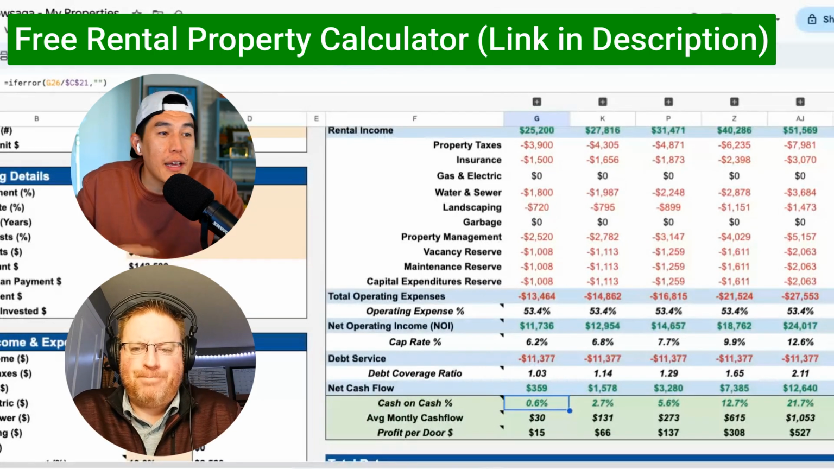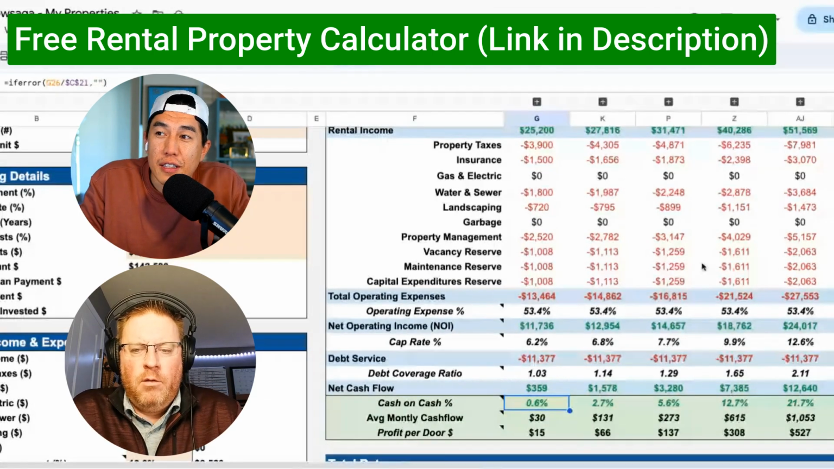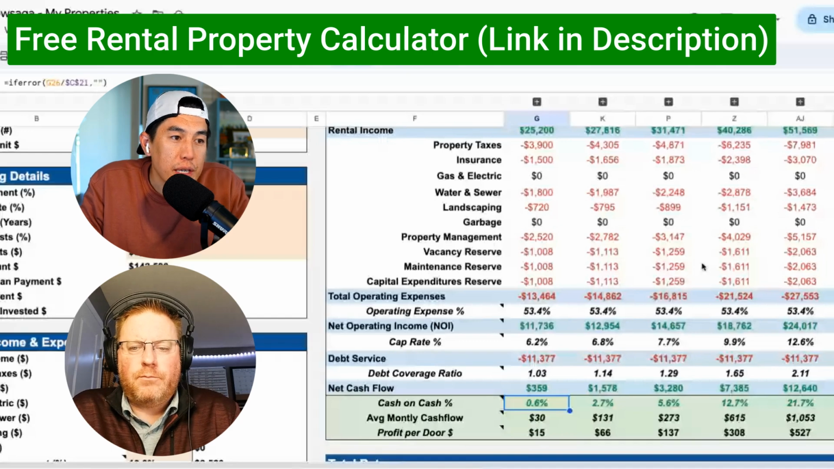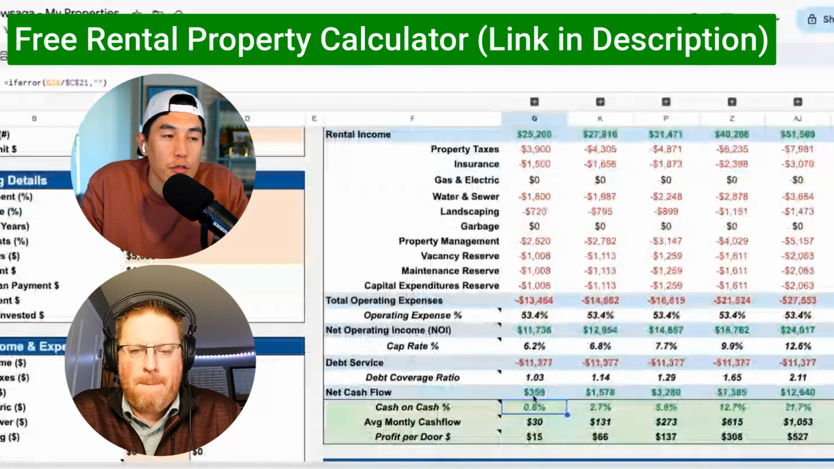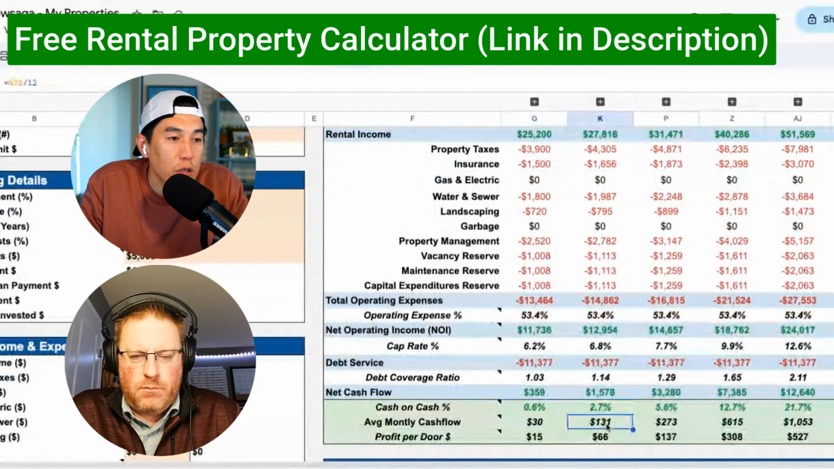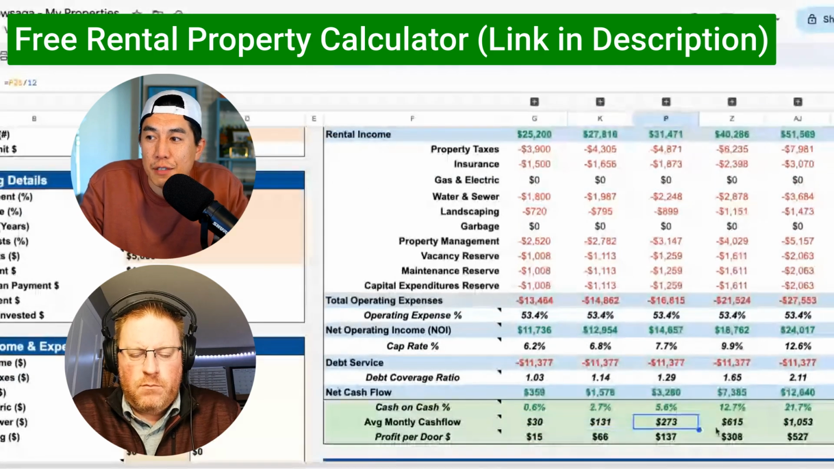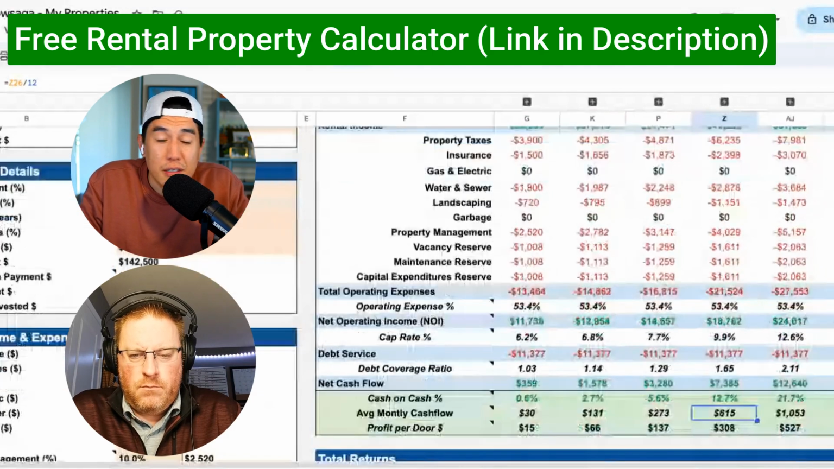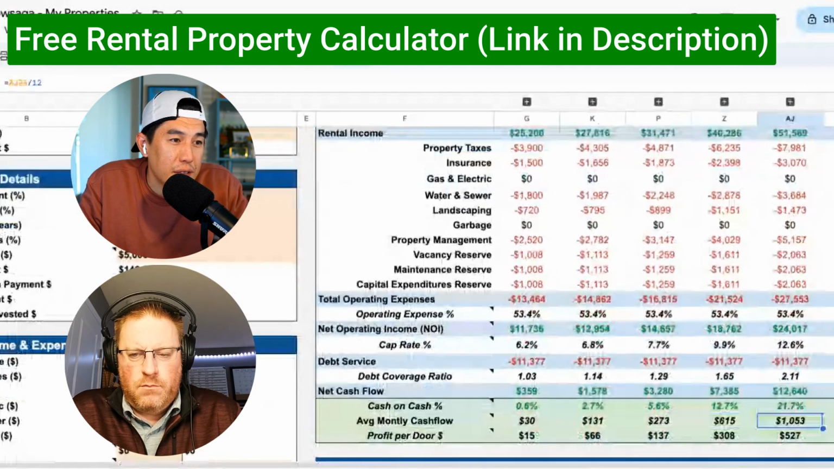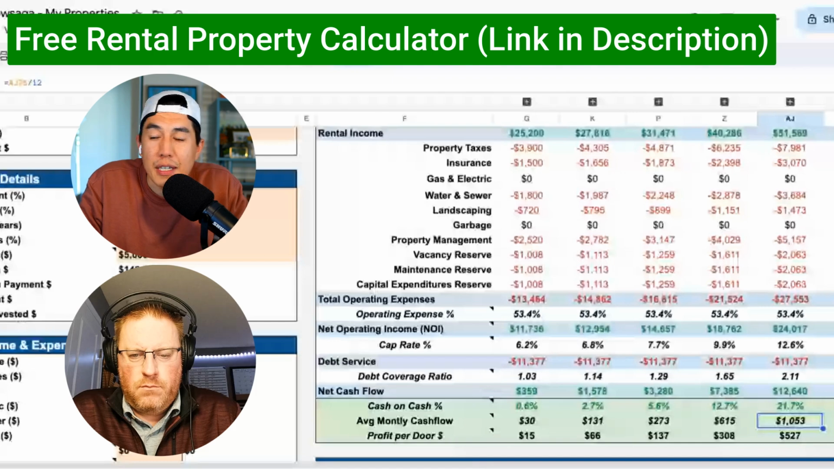Yeah, 100%. And look, this is why I like to show the forecast view. And this is why I always say year 1 doesn't matter, Mike, because look at what happens over time. In year 5, you're jumping up to $131 a month in cash flow, year 10 at $273, year 15 at $615, or year 20 at $615. And then eventually, you're at $1,000 a month in cash flow on this property. And that's not even factoring in the fact that you might be paying down your debt.